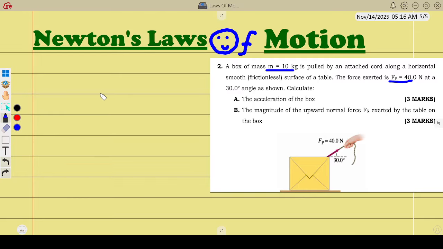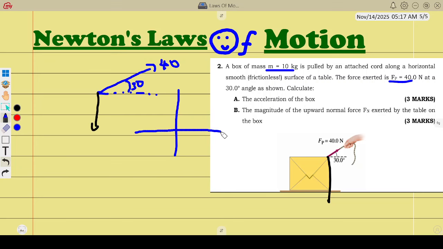This whole box, we can just write it as a dot. So what do we have? We have a force which is going up like that. This is 40 and it is on an angle of 30 degrees. Remember, objects should always have a force of gravity, meaning we have a force of gravity coming down. And when you're dealing with forces, always know that you need the y components and the x components. You always need those.